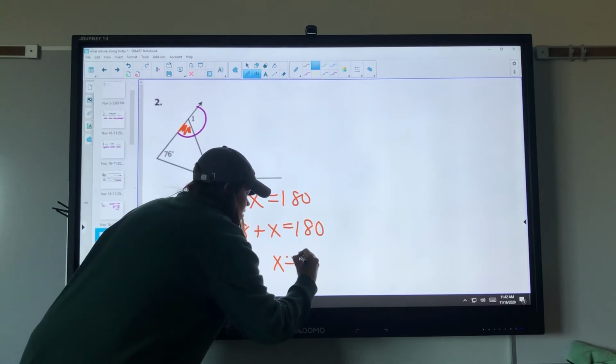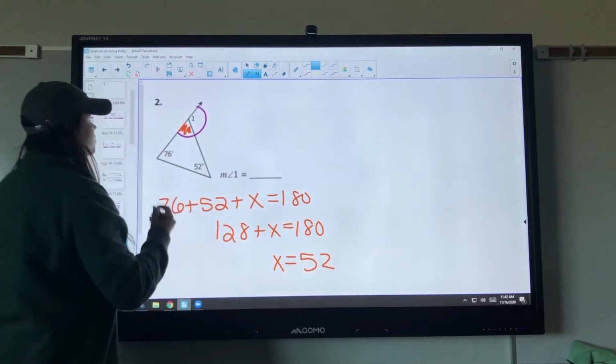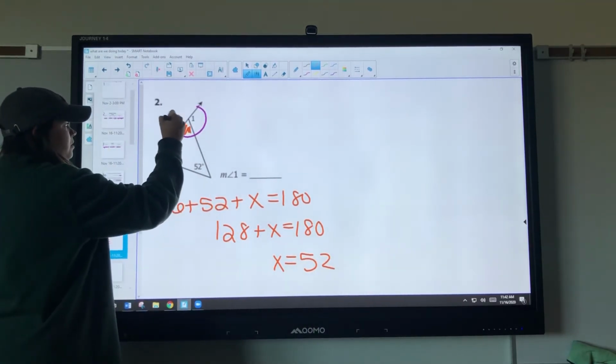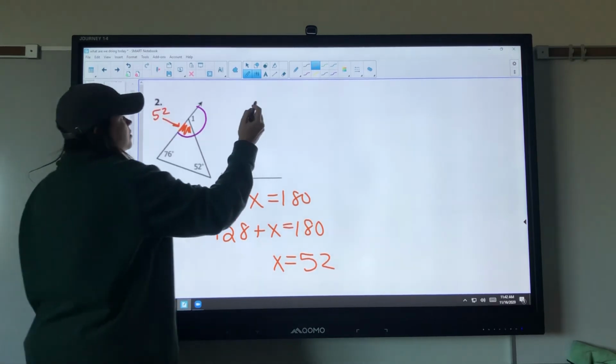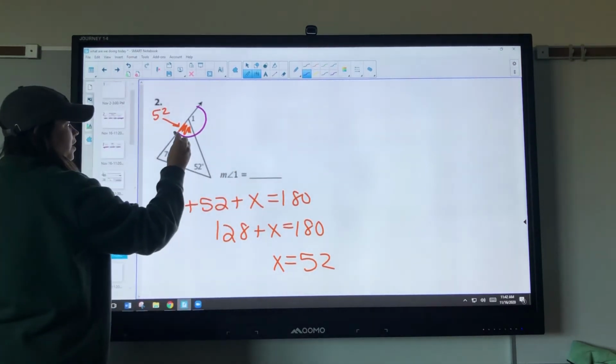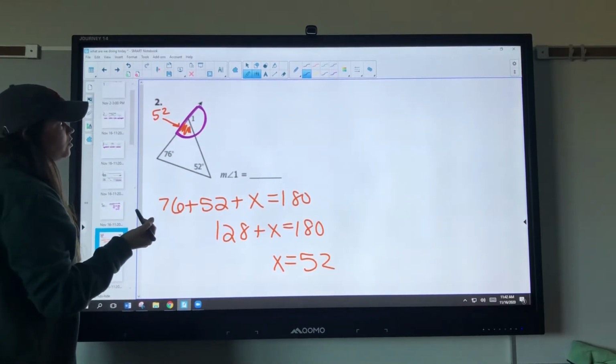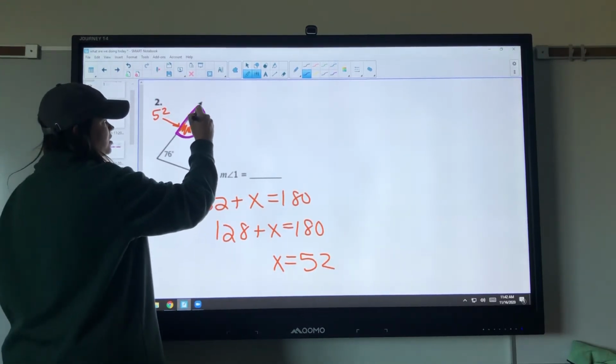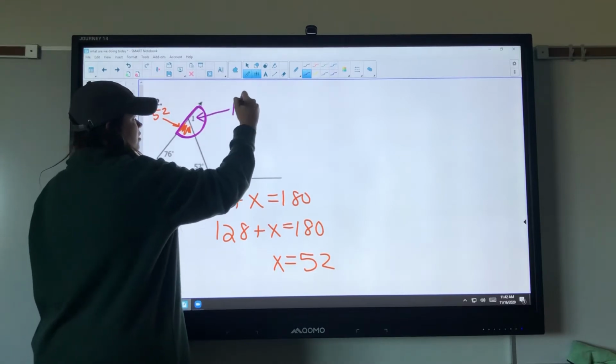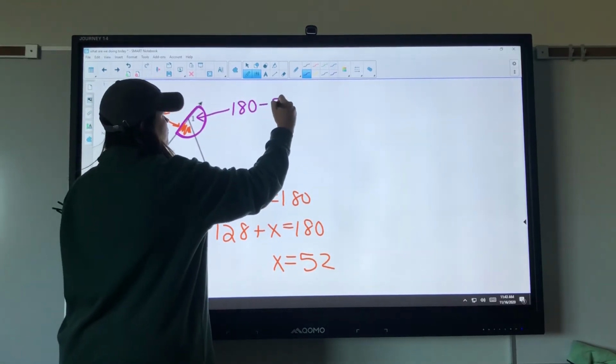But again, that's not our answer. 52 degrees is the measure inside here. Well, if you think back to linear pairs, they also add up to 180 degrees because a half circle is 180 degrees. So you know that this piece of it is going to be whatever 180 minus 52 is.